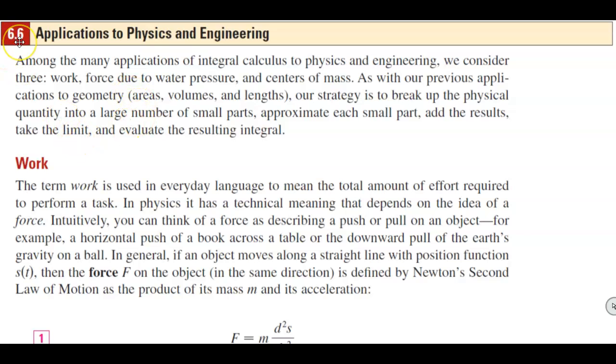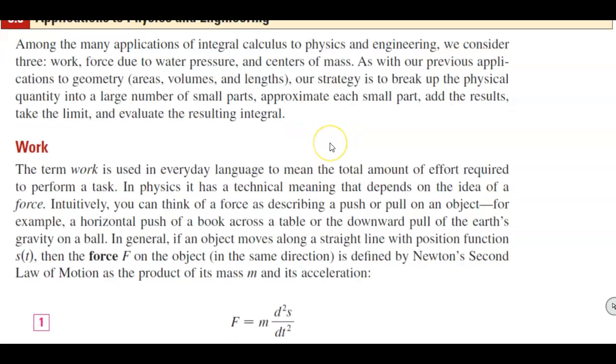In section 6.6, we'll be discussing applications to physics and engineering. Among the many applications of integral calculus to physics and engineering, we consider three: work, force due to water pressure, and centers of mass. As with our previous applications to geometry, areas, volumes, and lengths, our strategy is to break up the physical quantity into a large number of small parts, approximate each small part, add the results, take the limit, and then evaluate the resulting integral.